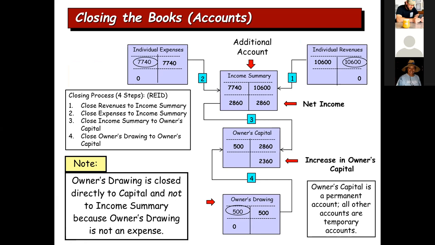So when you're finished with this process, the revenue accounts have been zeroed out. The expense accounts have been zeroed out. The income summary has been zeroed out. And the drawing account has been zeroed out. Everything's been pushed into the capital account.